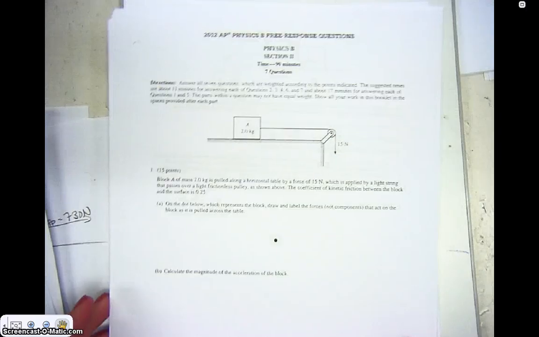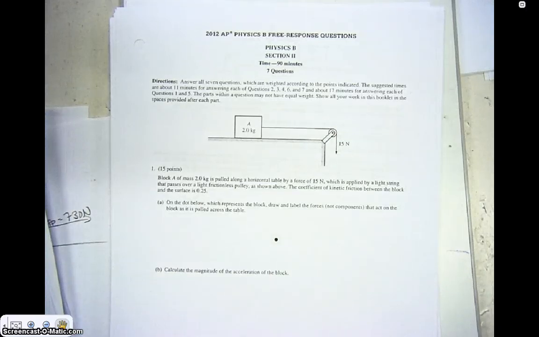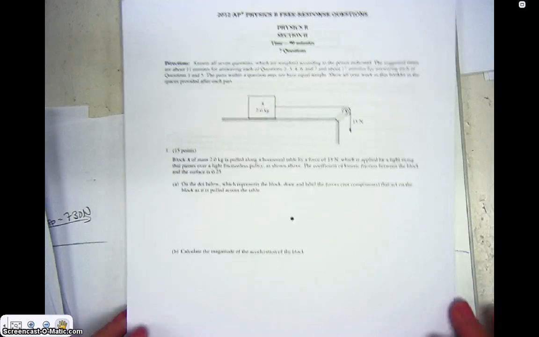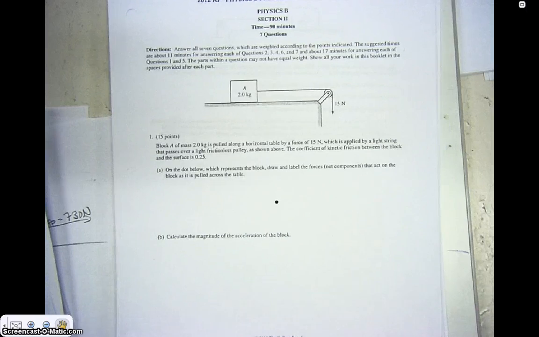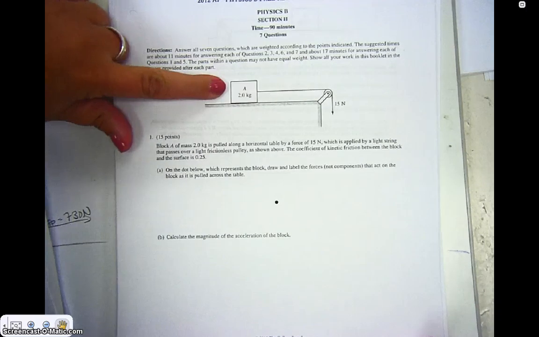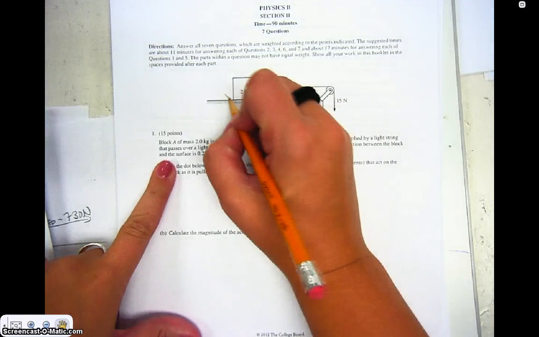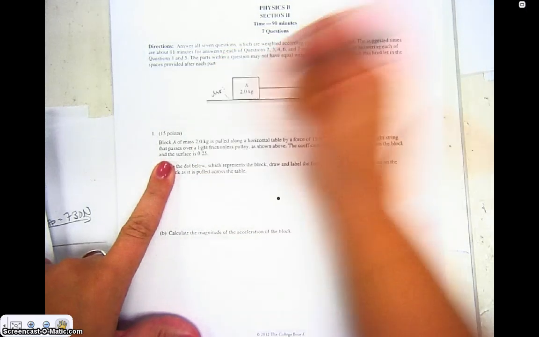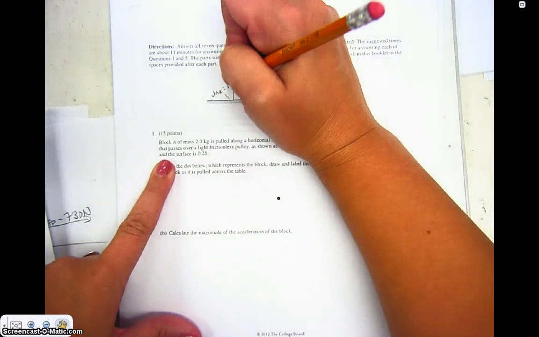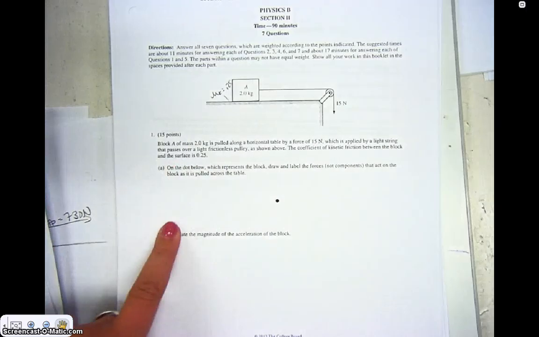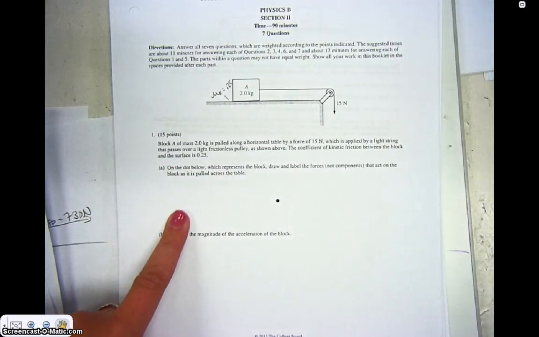In this video, I'm going to do the free response that I gave you as review for the Unit 2 test. Okay, so number 1 says that you have a mass of 2 kilograms and you're pulling with a force of 15 newtons. There is a coefficient of friction, a mu k here, of 0.25. Okay, now it says draw and label the forces.